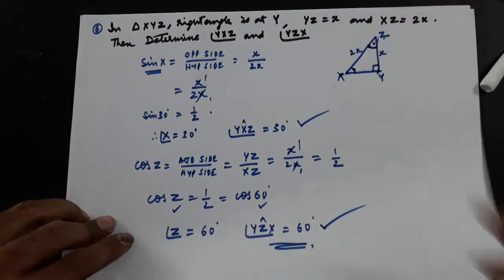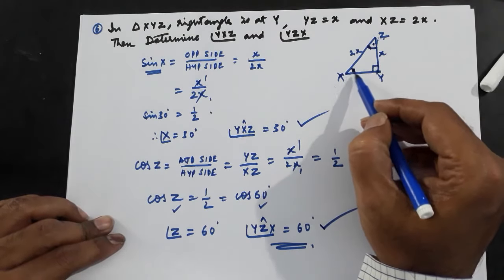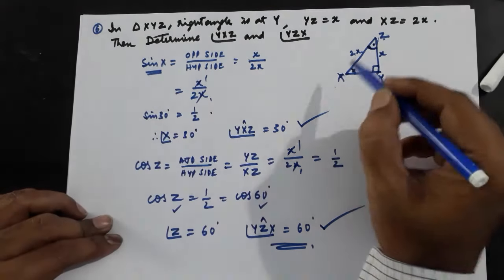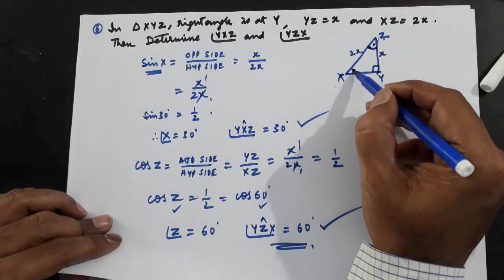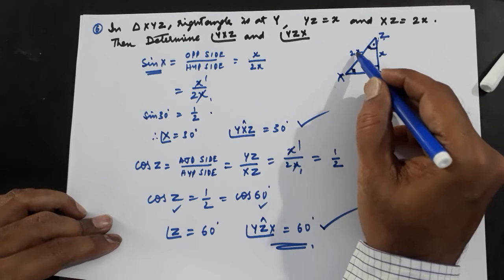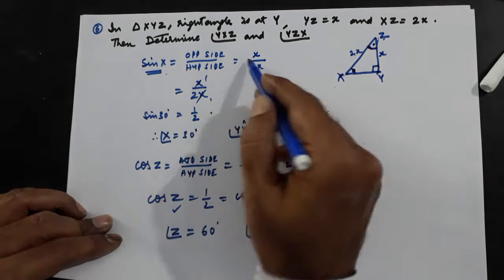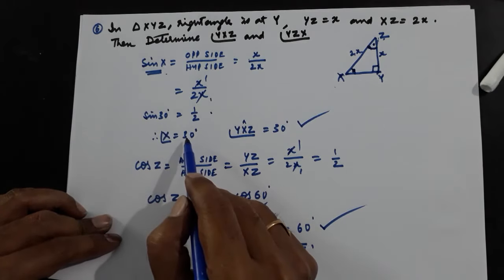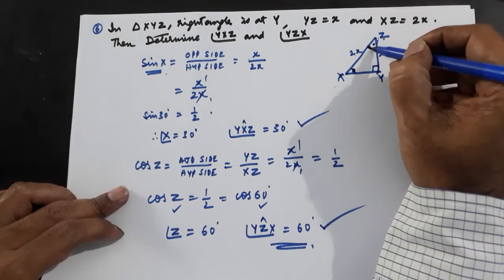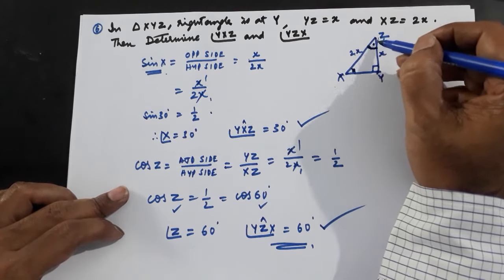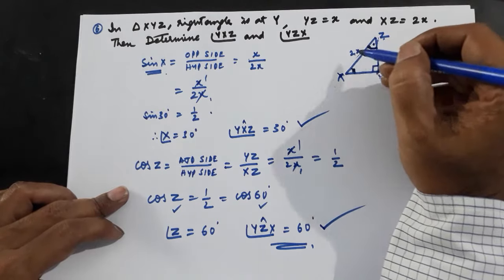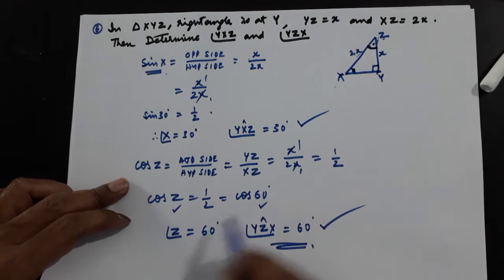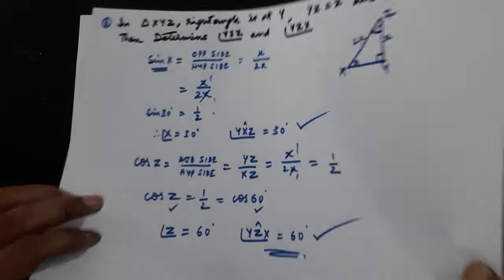So if sides are given, we can find the angles. We need to take the appropriate trigonometric ratio and find out. To find x, we take sin x, which is opposite by hypotenuse, x by 2x, which is 1 by 2. That means this is 30 degrees. Similarly, to find this one, because we have the adjacent and hypotenuse, we take cos z, which is adjacent side by hypotenuse side. We got 1 by 2, that means 60.